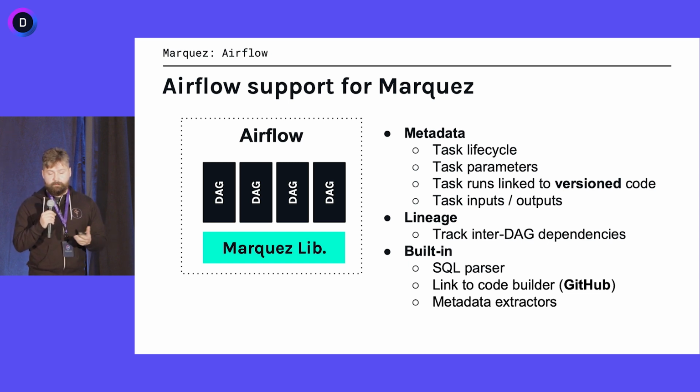This is pretty lightweight. We just tokenize the SQL. We look at what the input tables were and also what table you eventually wrote to. And we have this link code builder, so this supports GitHub and GitLab. And the other important thing is just the metadata extractors. They're the ones that look at the operator and extract the metadata at a surface level and then report that to the Marquez backend as an OpenLineage event.